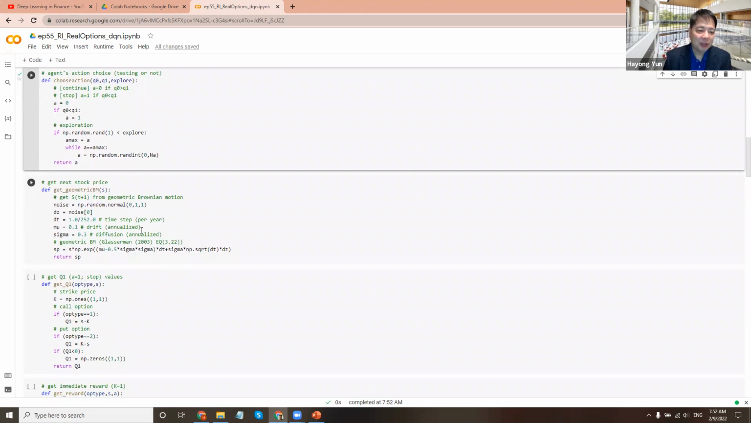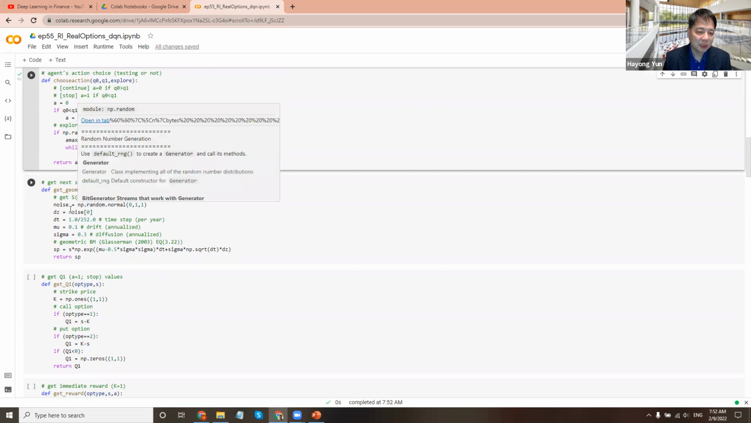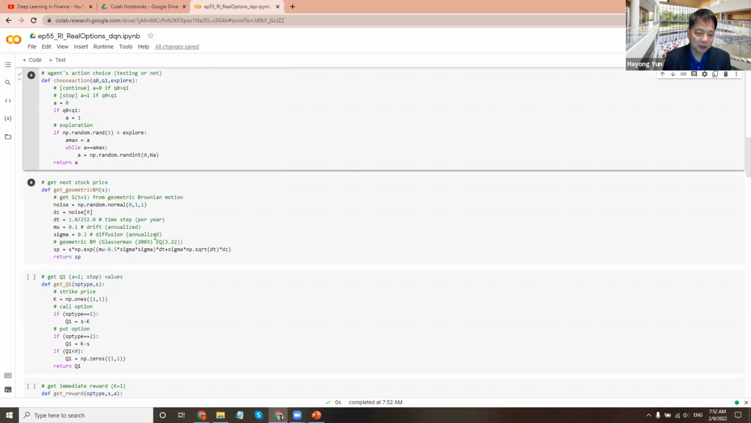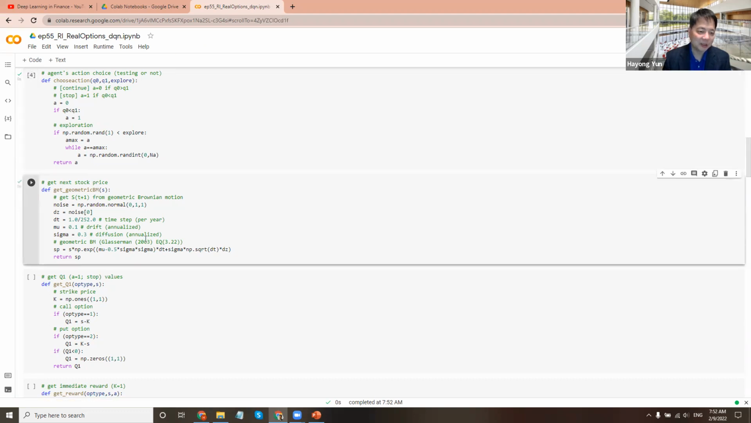And then we need some environment. For the environment, we need to simulate the stock price. So let's just simulate a geometric Brownian motion. I just copied it from a book, but you are welcome to try other methods. This is a way to implement geometric Brownian motion. If you type it in Wikipedia, you will find the formula. That's it.